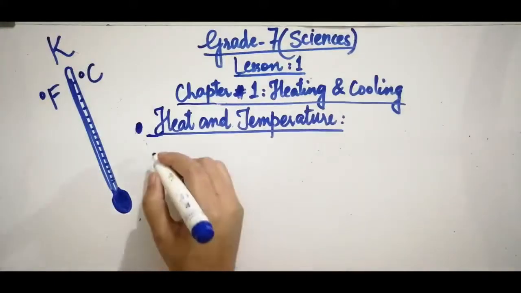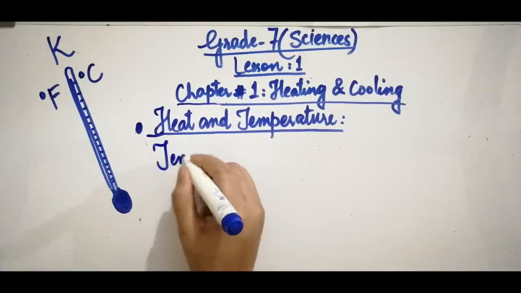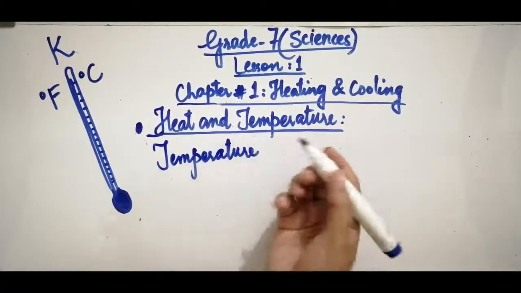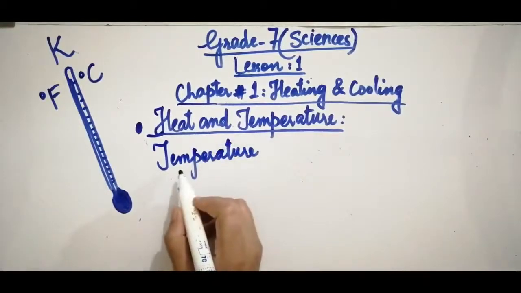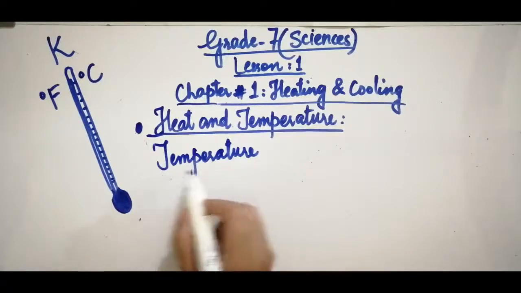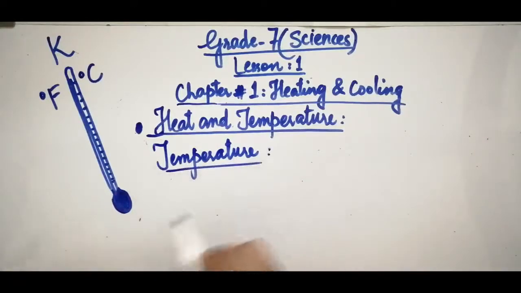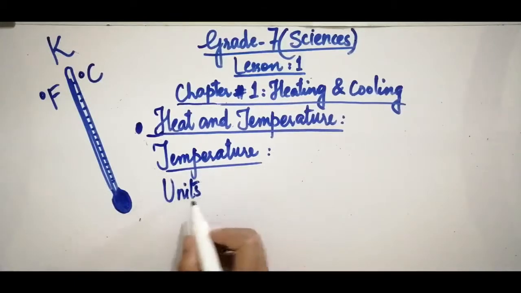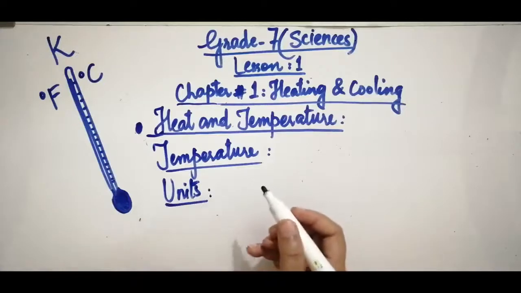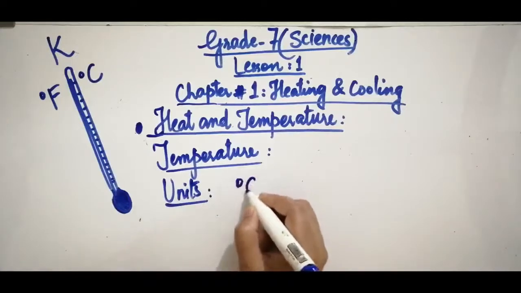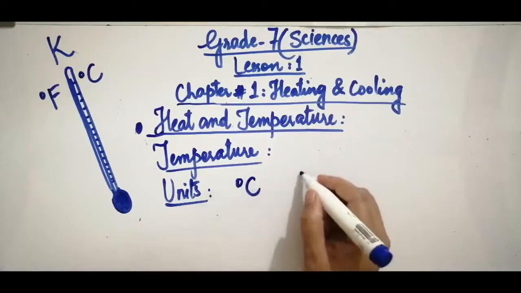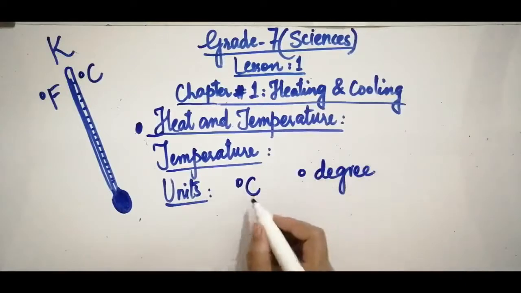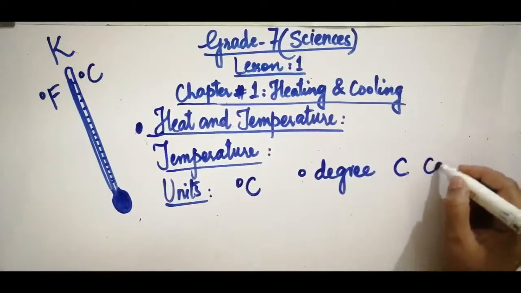As I told you, temperature and heat are not equal, they are not similar to each other. So what are the units used for measuring temperature? It is measured normally in degrees Celsius. This small knot indicates degree. And what is C for? C for centigrade.